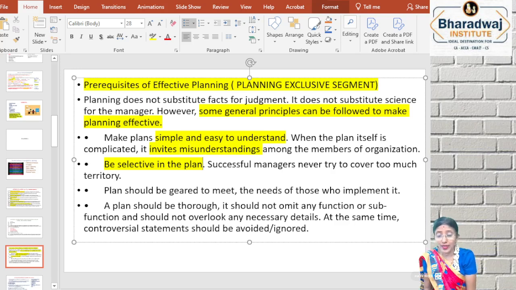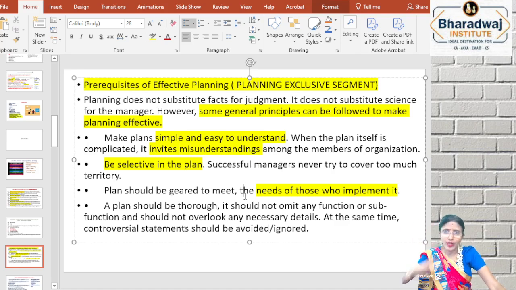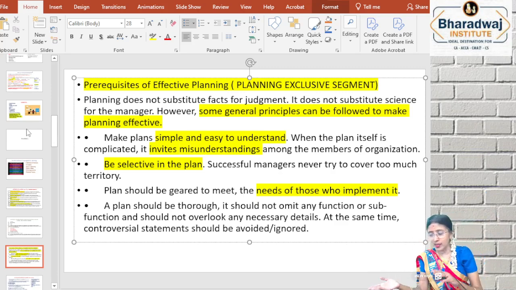Plan should be geared to meet the needs of those who implement it. So the implementer has an agenda. A corporate manager, a CEO makes a plan because he wants certain things to be met. See, you will make a plan for exam. You are the maker of the plan and that plan should help you. So I will do 8 hours of study, or 6 hours of study. I will study subject wise. I will alternate numericals with theoretical subjects, or practical subjects with hardcore theory. So it should meet your need.